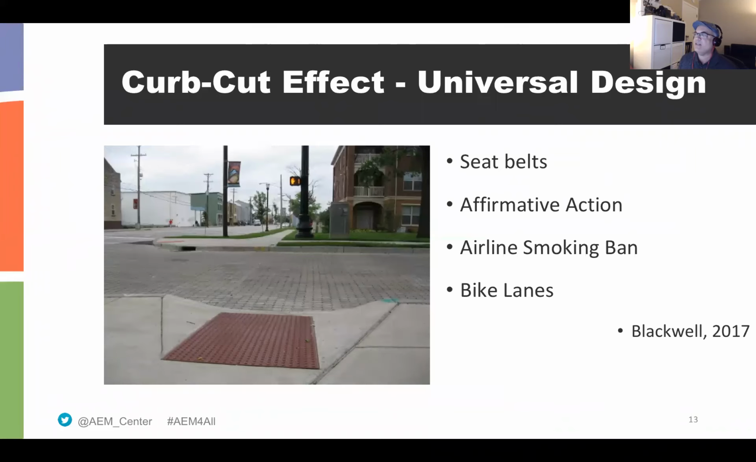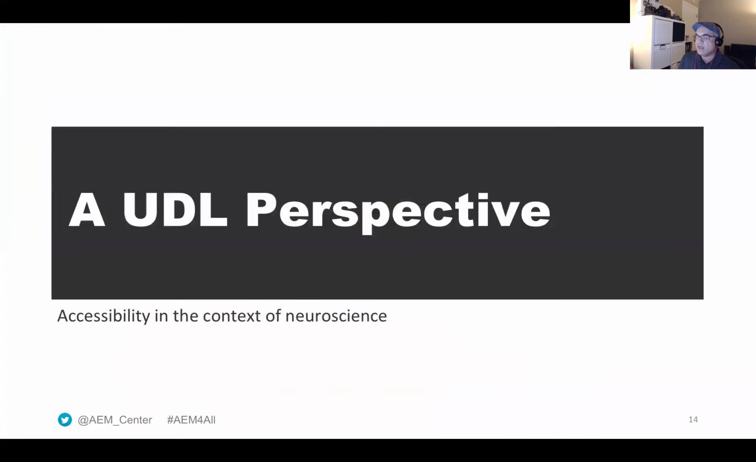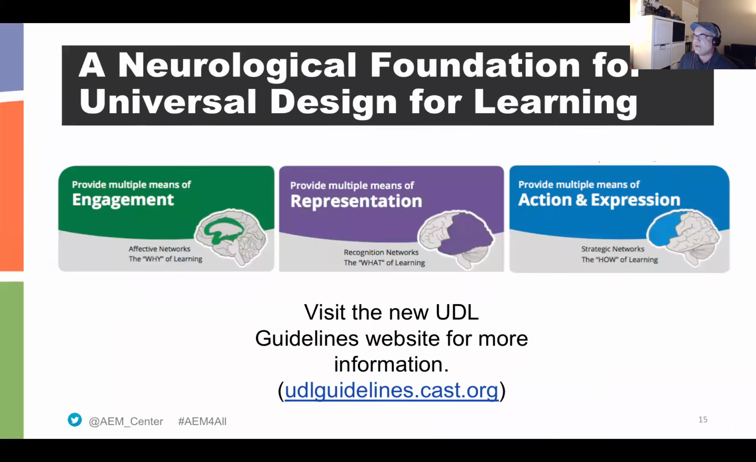So these are all great examples of that concept of universal design, right? What is essential for some almost always benefits us all. Now, we look at accessibility from a unique perspective because the AIM Center is based at CAST. And so we look at accessibility within the context of the neuroscience of learning, and we take a UDL perspective to it.